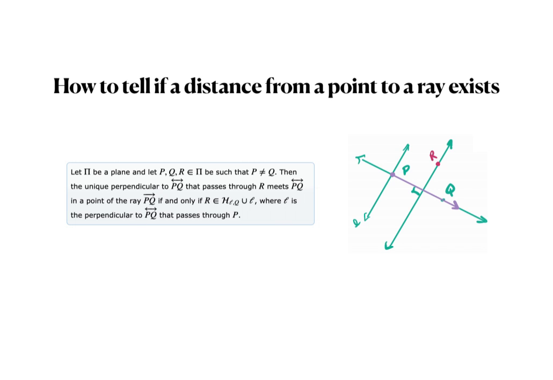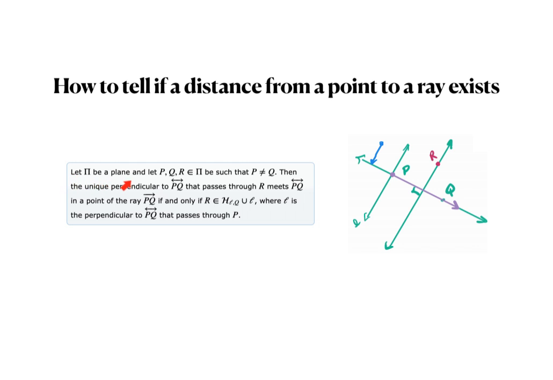It's sometimes important to be able to tell if a distance from a point to a ray exists. So in this picture, you can see the distance from R to my ray PQ would exist. But if I were to draw a point, say, over here, that distance would not exist because it would never even intersect that ray. So formally, we talk about it this way.